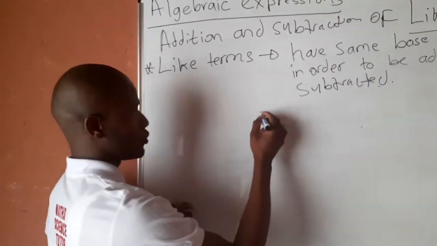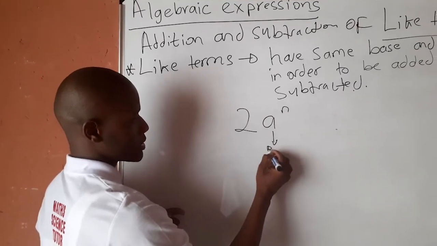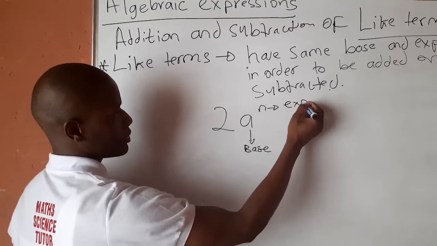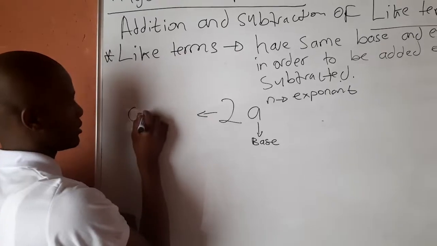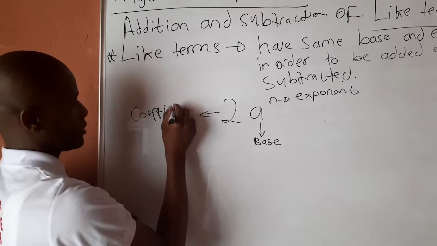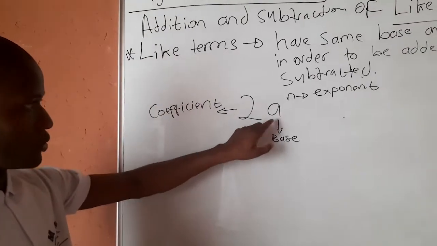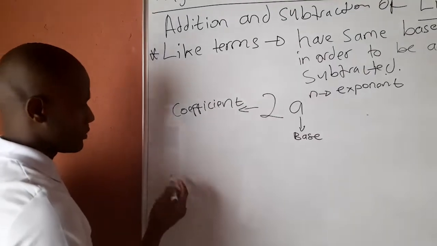So 2a to the power n. A is the base, n is the exponent, 2 is the coefficient. The coefficient is the number that is attached to the base.